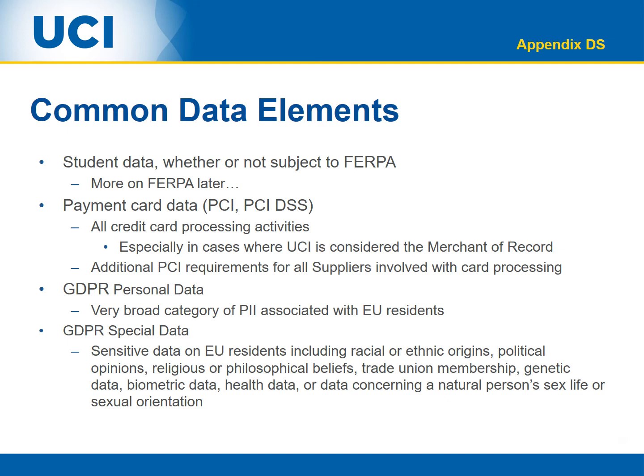GDPR is basically protecting PII of European residents, and there are two major categories of that data, from just the general personal data elements. And there's an item called special data, which really gets into some very specific fields that are considered particularly toxic in GDPR. And you would also need the GDPR appendix if you are sharing any of this data with a third party.